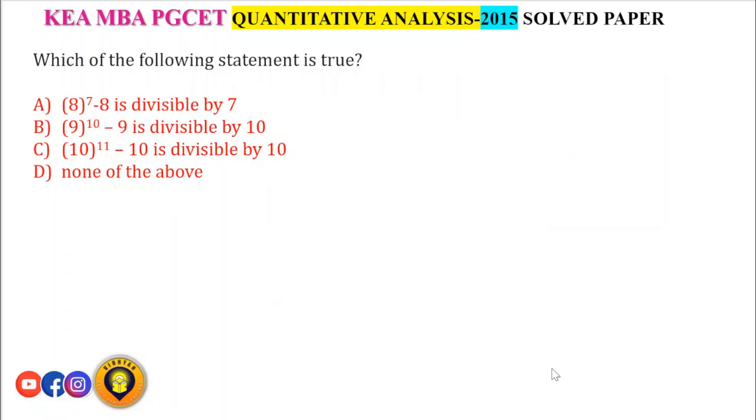Which of the following statements is true? 8 power 7 minus 8 is divisible by 7. So how can we do this? Let us see it like this. 8 power 7, we will see it as 7 plus 1. (7 plus 1) power 7 minus 8, divided by 7.